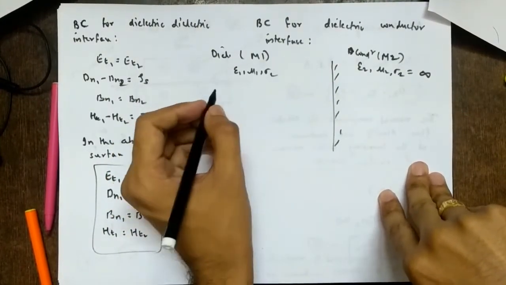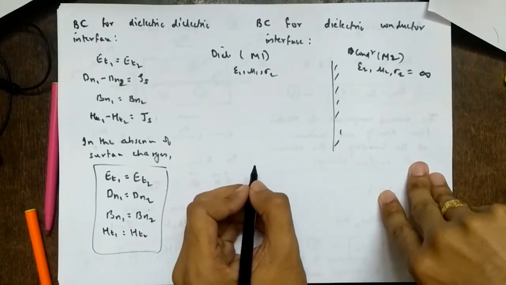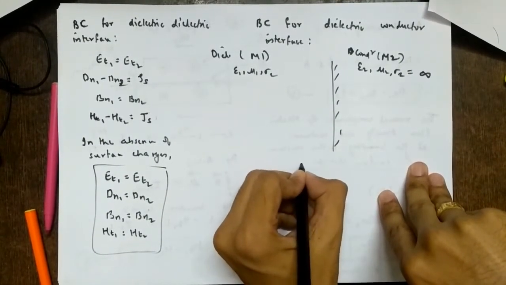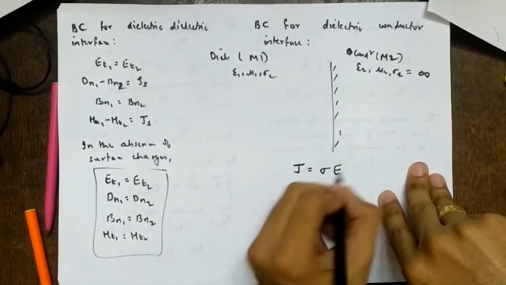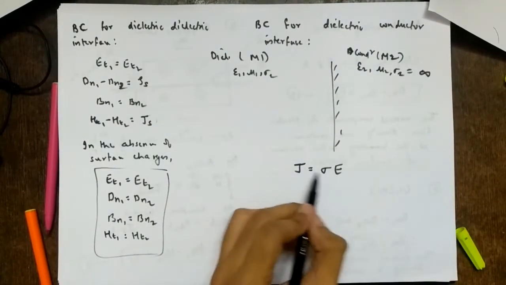Okay, so next what we have to do? We have to find the boundary conditions corresponding to each law. So actually there is no need to do that. You just consider a simple expression. We have a formula J is sigma E. So this is called the modified form of Ohm's law. Actually, Ohm's law can be proved from this only.